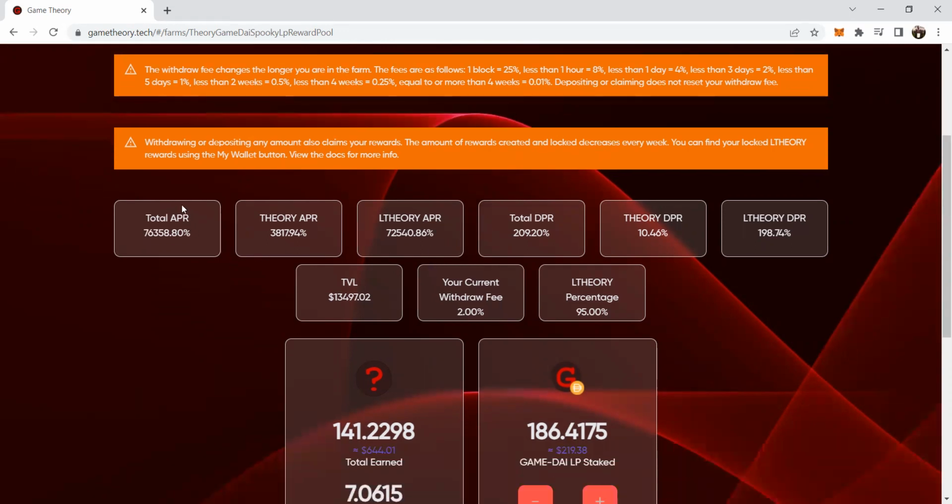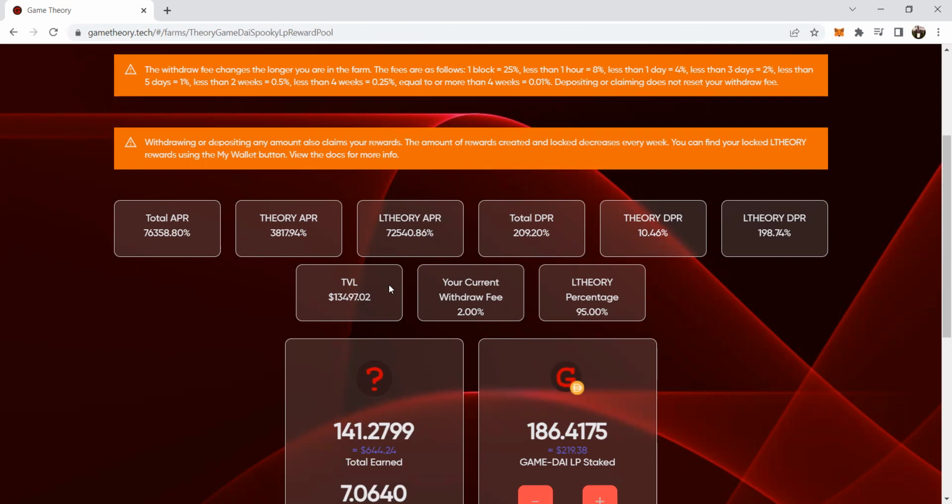Now, going through the different boxes. You have the total annual percentage rates. That's the total reward, the total emissions that you would get distributed over the course of the year. And what we've done is we've broken it up into our two different tokens. So we've got the theory APR, which is unlocked theory, and then we have the locked theory APR. So we split them up for you. Then we have the total daily APR, which right now is 209% per day. 10.46% of that is theory, and then 198% of that is locked theory.